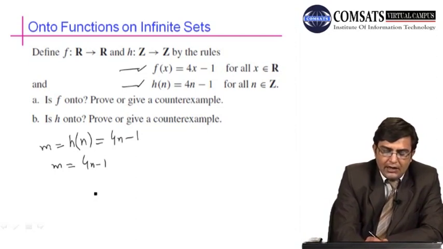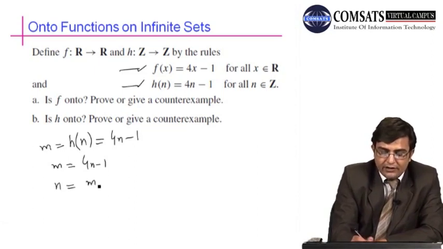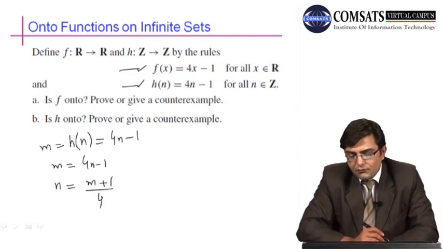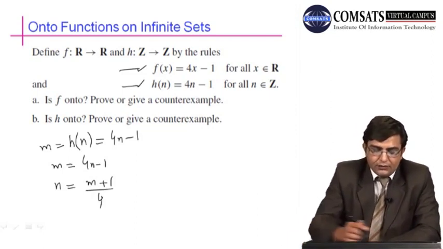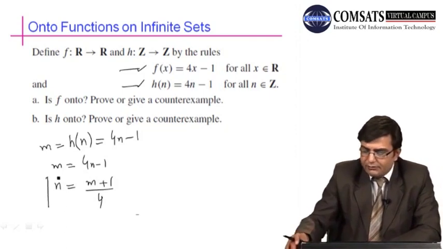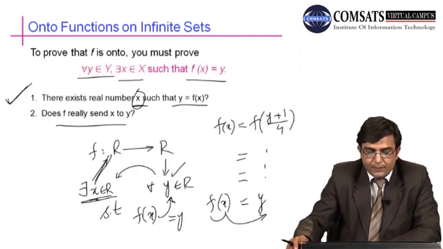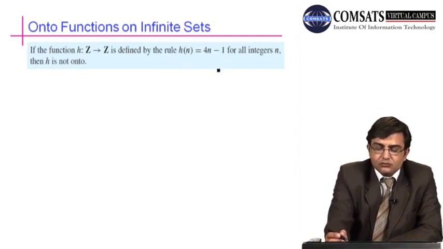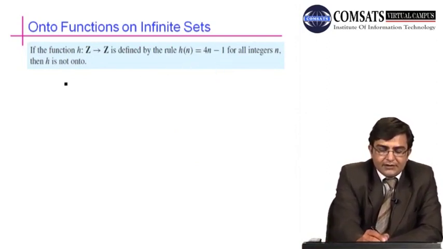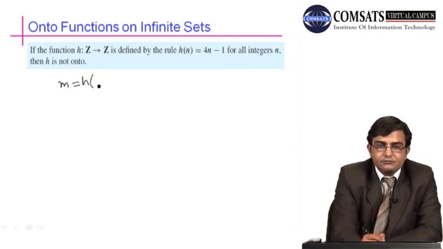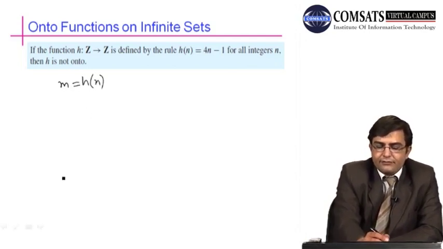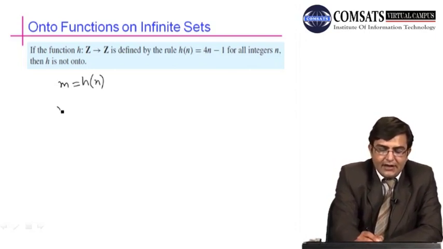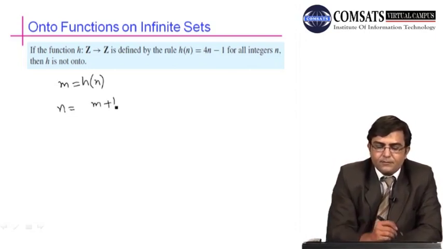Now n is what? You can say, m plus 1 divided by 4. Now we have to prove n is equal to m plus 1 divided by 4, and here h of n is 4n minus 1. We suppose m is h of n, and we have found here n is basically m plus 1 divided by 4.